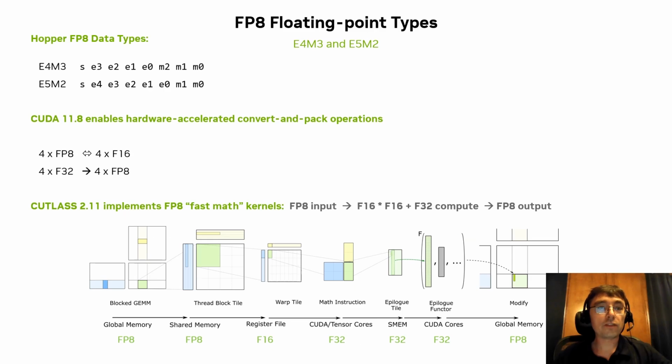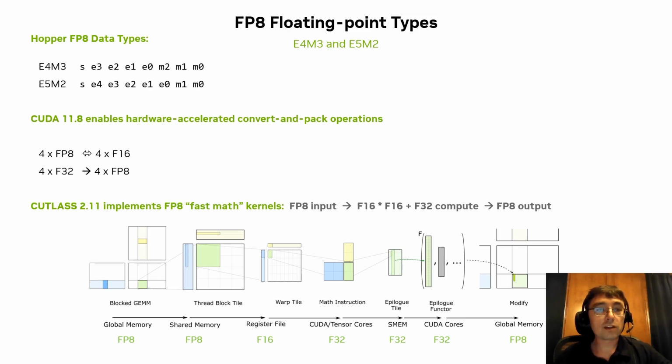NVIDIA Hopper implements 2 new 8-bit floating point data types, E4M3 and E5M2. The names refer to the number of exponent and mantissa bits within each operation. As mentioned, CUDA 11.8 does not directly expose tensor core operations capable of consuming FP8 directly. This will come in a future CUDA toolkit release. It does, however, expose hardware-accelerated convert and pack instructions. These are capable of converting a 4-element vector of FP8 elements to FP16 and vice versa. It is also capable of converting 4 FP32 elements to FP8.